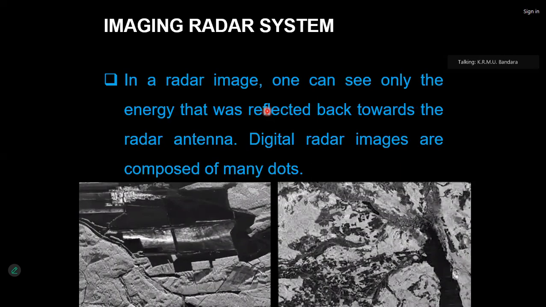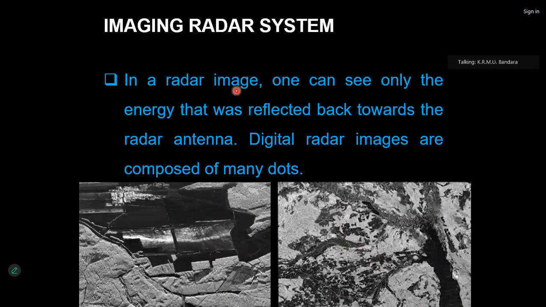These are radar images. This is the airborne radar image, used in aircraft, with high resolution because of the low altitude. This is the spaceborne radar image. Because of the high altitude, it has low spatial resolution, like many dots.